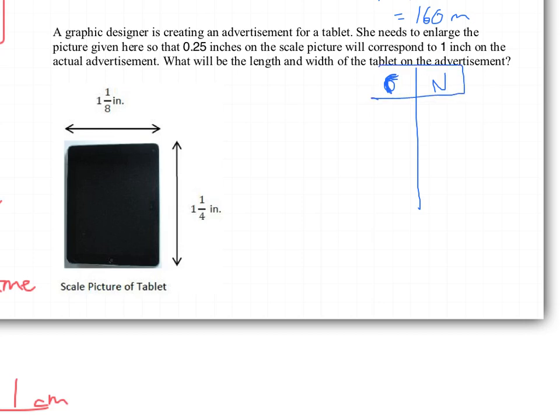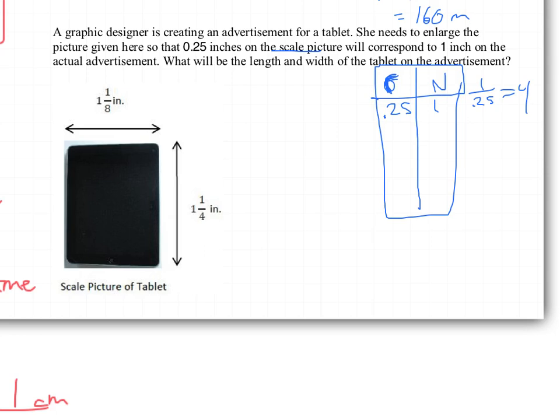And we're going to figure out what that scale factor is. We're told that she needs to enlarge it so that 0.25 on the scale is equal to 1 inch over here. So this is 1 over 0.25, which is actually equal to 4. So we're going to be enlarging it. That makes sense that we have a scale factor that is larger. And this is inches to inches. So this is not only a scale, but it's also a scale factor. We know it's going to be 4 times larger.